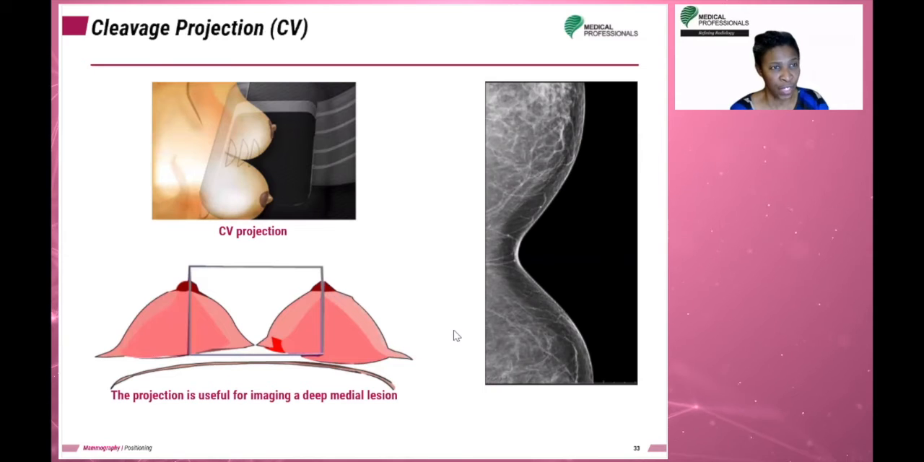Now the cleavage or CV projection is even better at demonstrating the deep medial breast tissue. In this projection, you typically want to bring both breasts on the detector and then you're imaging. You may off-center it a little bit depending on the area of interest, right versus left. But in general, you want to see both breasts and it gives you that deep medial tissue. This is also great for patients who may have breast tissue extending all the way into the medial, almost overlapping with the other breast tissue. I see some questions popping up that I'll address as soon as we finish this section here.